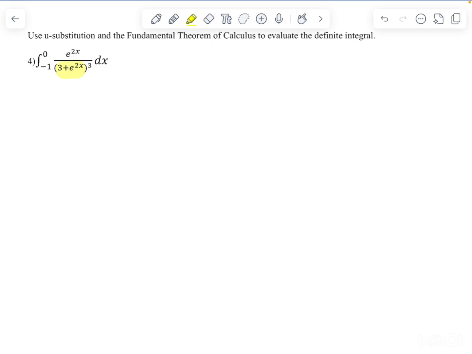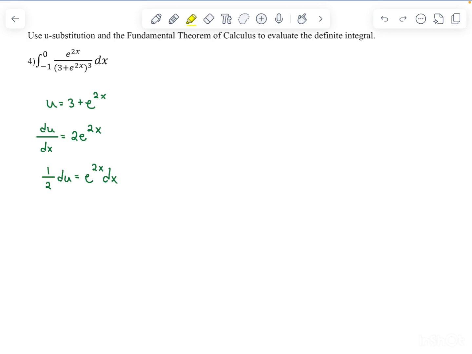This definite integral requires substitution, so I'm going to let u equal 3 plus e to the 2x power. The derivative of u with respect to x is 2 times e raised to the 2x power. If we multiply both sides of this equation by dx and divide both sides by 2, we will have 1/2 du is equal to e raised to the 2x power dx.